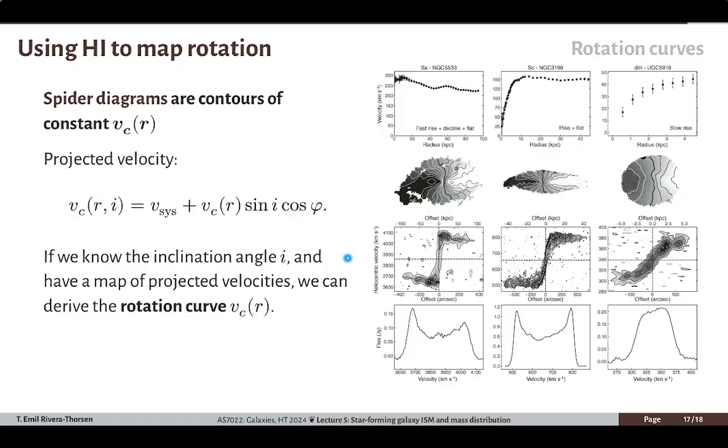And what we can see here is three examples of various types of galaxy observed in this manner. In the left column, we have an SA galaxy, that is one with a very prominent bulge and tightly wound spiral arms. In the center column, we have an SC galaxy, so one that does not have a very prominent bulge and less tightly wound spiral arms. And finally, in the right column, we have a dwarf irregular galaxy, which doesn't really have any bulge at all in the center.